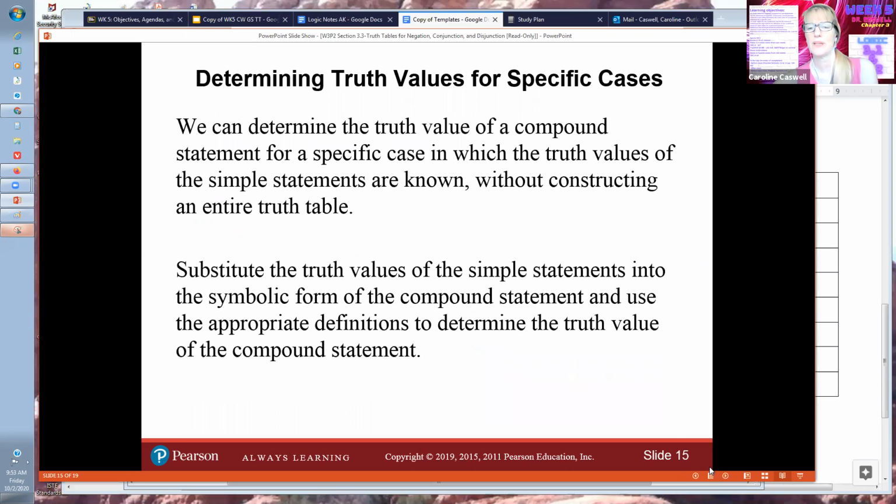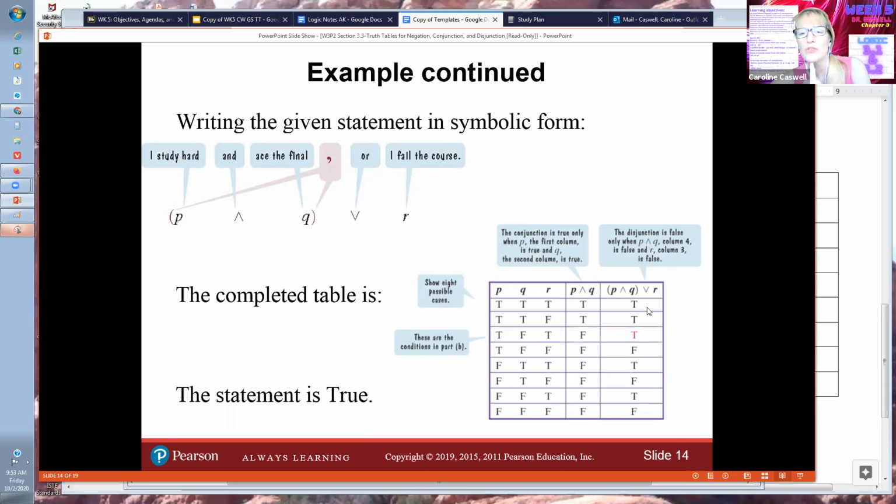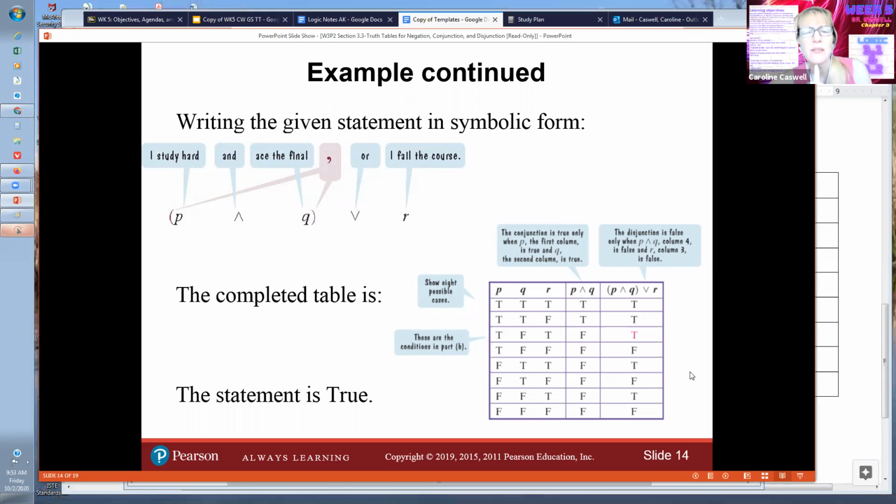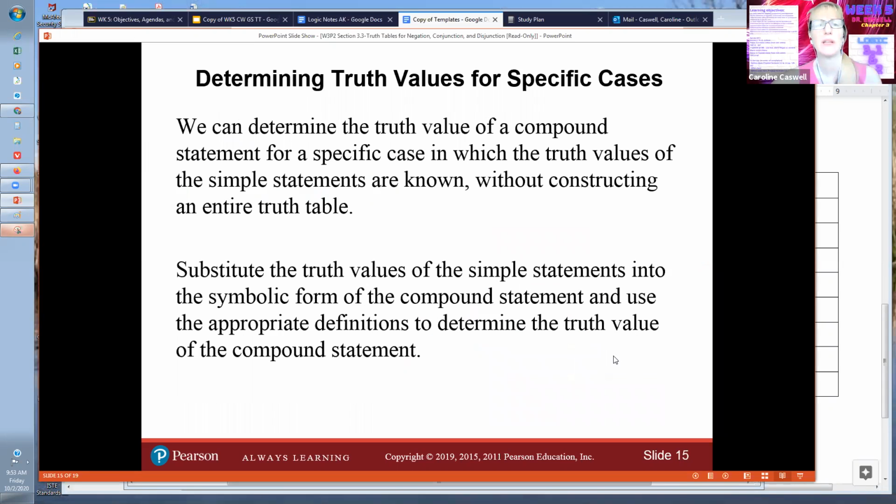Sorry, I keep clicking on the next thing. I don't mean to do that. I'm not sure why they're saying the whole thing is true because it's not true for all cases. So the statement is true. I'm trying to figure out what they're talking about. If I study hard and I ace the final, or I fail the course. Huh. I don't know. I'm not sure what they're saying right there, so I'm going to let it go.